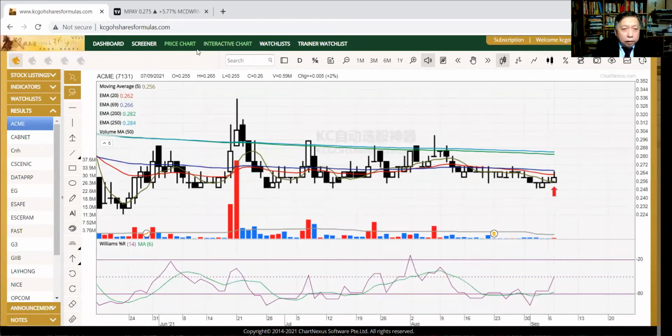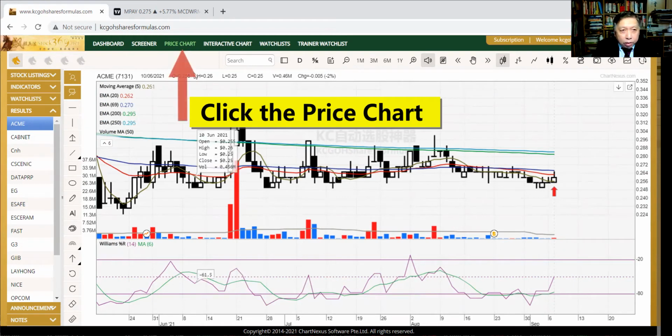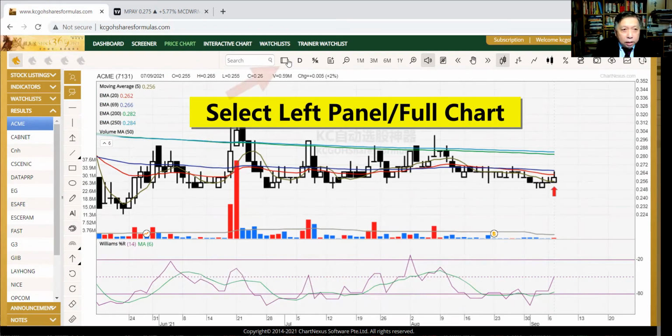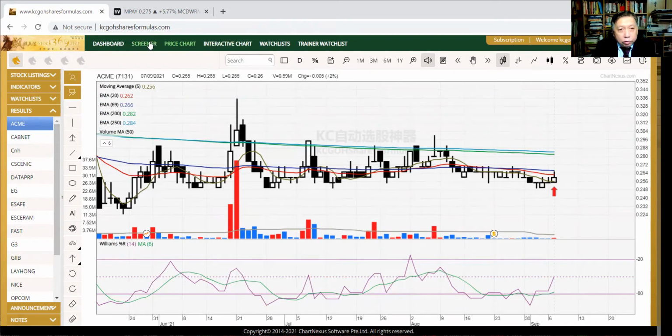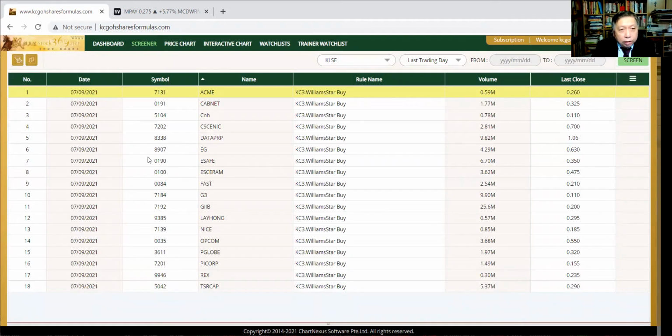If you don't look at that screen, you can click the price chart, and then look at the panel on your left-hand side. The same list will also appear. Today they have selected 18 stocks for you.